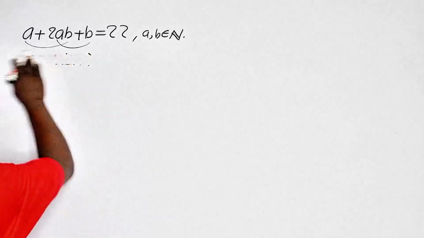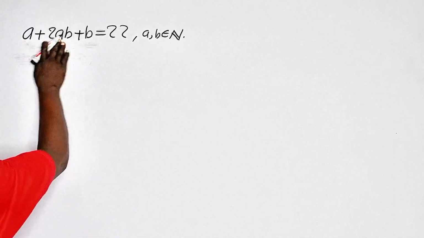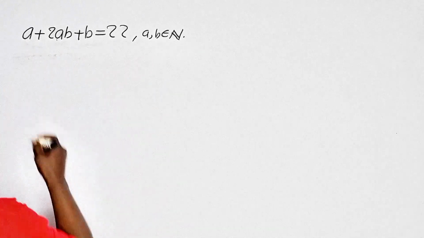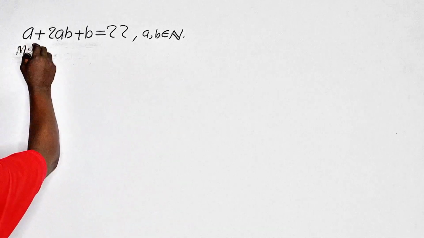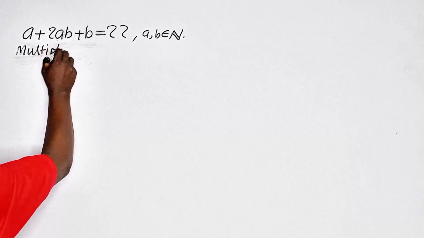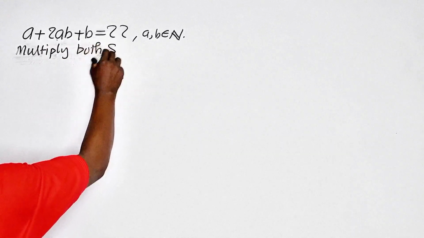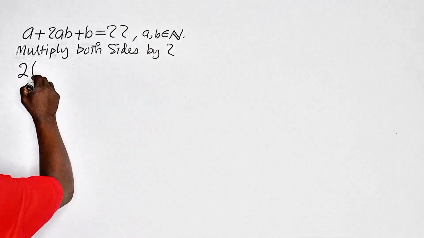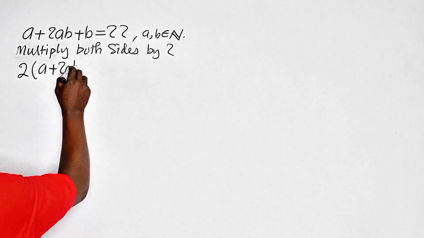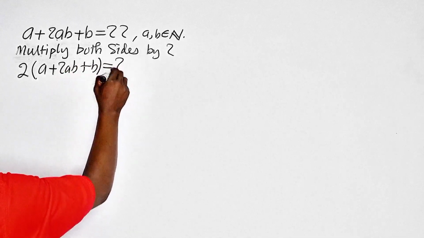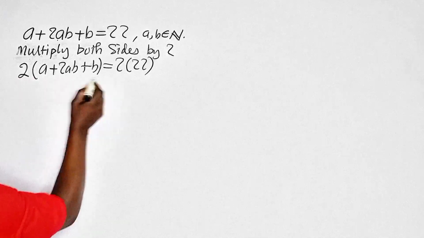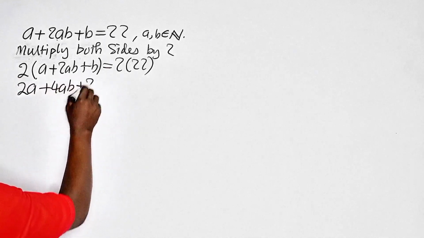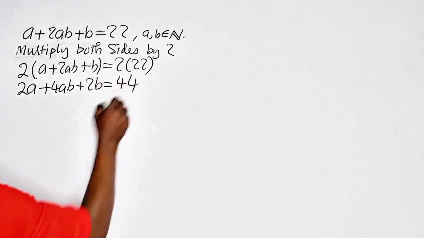All right, so what then do we have to do? All we have to do is multiply all through by 2. Let's go ahead and do that. Multiply both sides by 2, we have 2 into a plus 2ab plus b is equal to 2 into 22. Let's open the parentheses. That gives us 2a plus 4ab plus 2b is equal to 44.